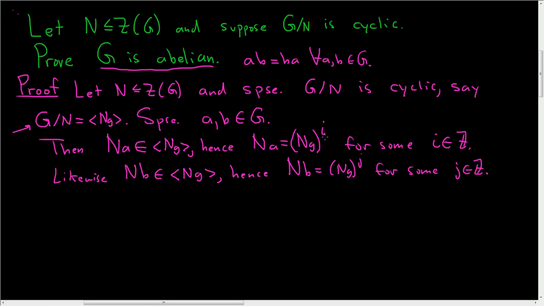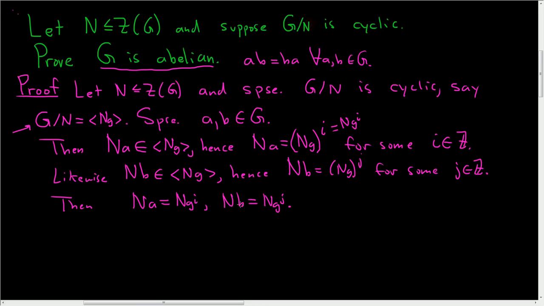I probably should have written this down another way, but let's fix it. So then, Na is equal to, well, you can rewrite this, right? You can write this as Ng, Ng, Ng, Ng, and there's i copies. So it's actually Ng to the i using the multiplication in the quotient group. So Na is equal to Ng to the i. And Nb, likewise, is equal to Ng to the j.